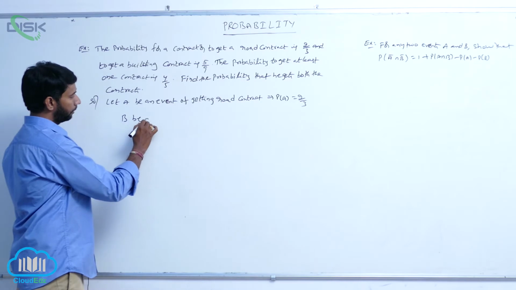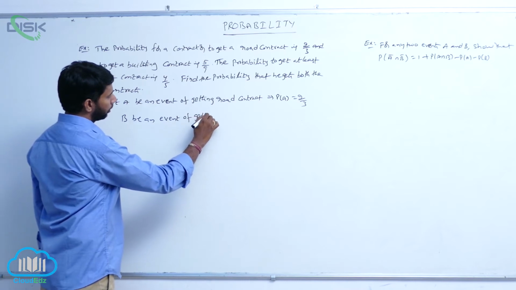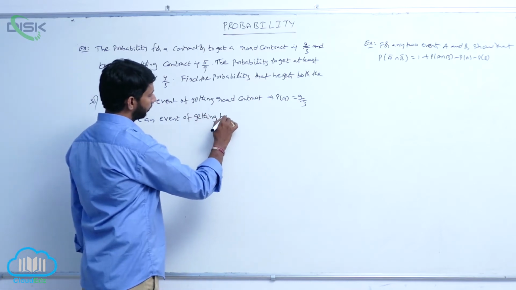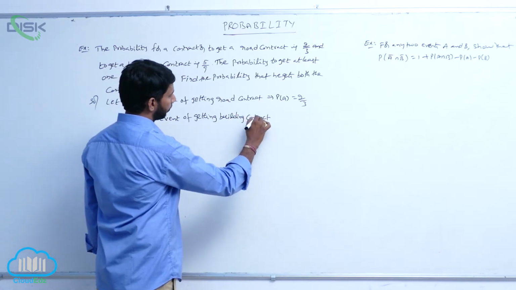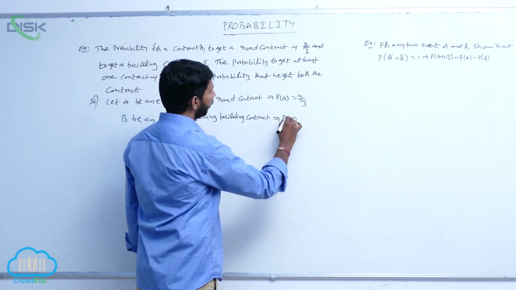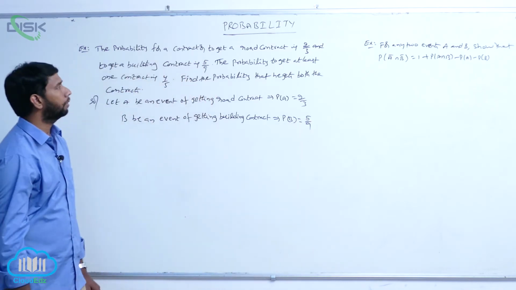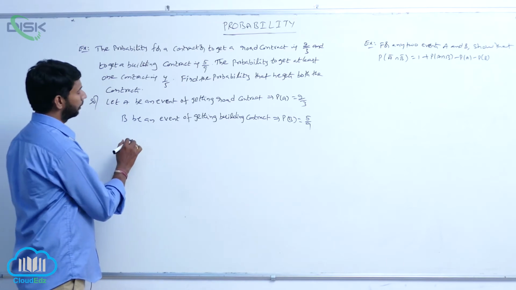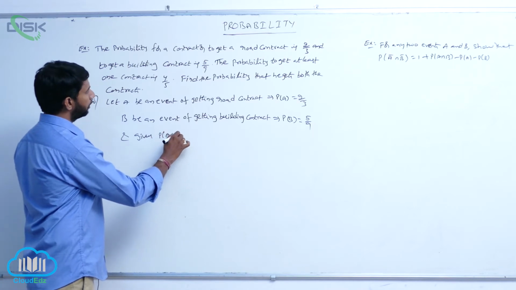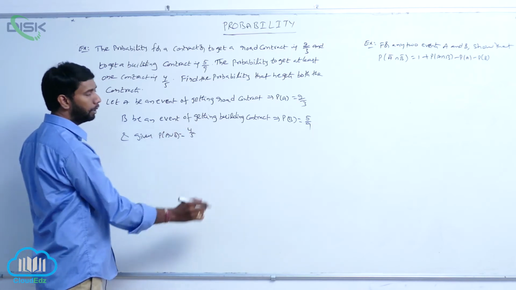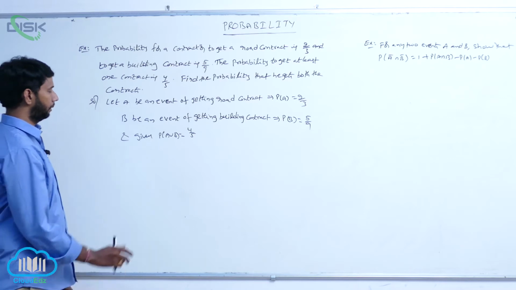And B be an event of getting building contract. That implies P of B is equal to 5/9. And given P of A union B is equal to 4/5, and we need to find the value of P of A intersection B.